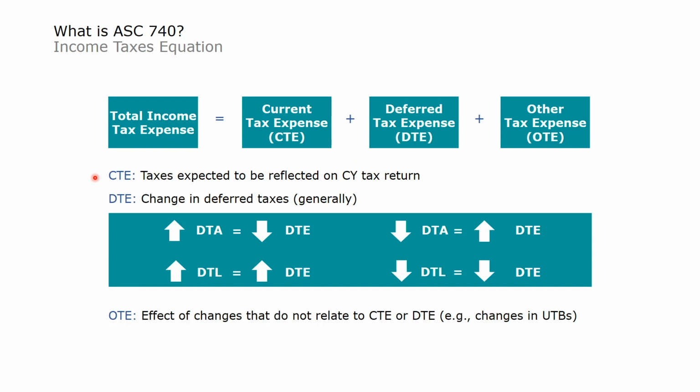But to define them really quickly, current tax expense should be the taxes expected to be reflected on the current year tax return. Our deferred tax expense is going to be the change in deferreds. From a general standpoint, that's not always true, but for the most part, 95% of the time, that's going to get you there.